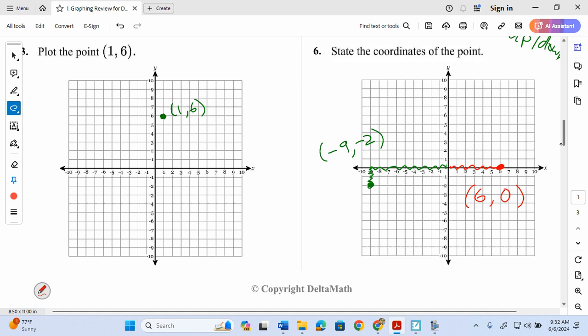What if we had a point here? We would note going from the origin, it's like, oh no, we can't go anywhere. So we didn't go anywhere. That's our first point, or our first part of the coordinate point. And then we went up 5.